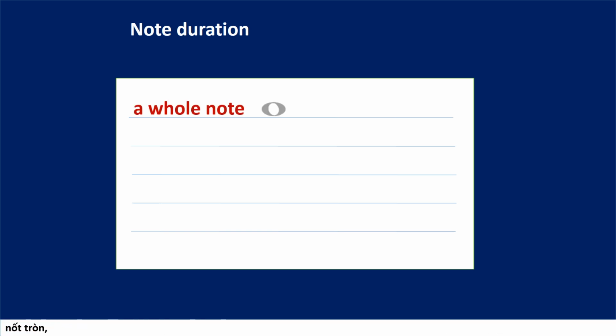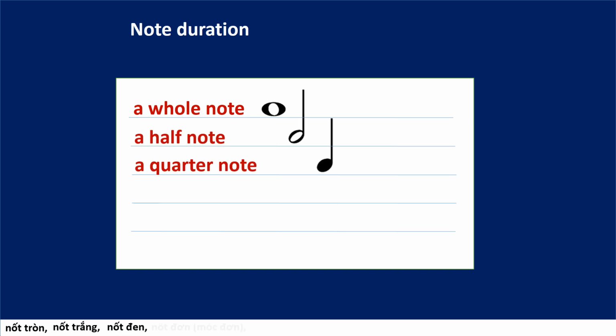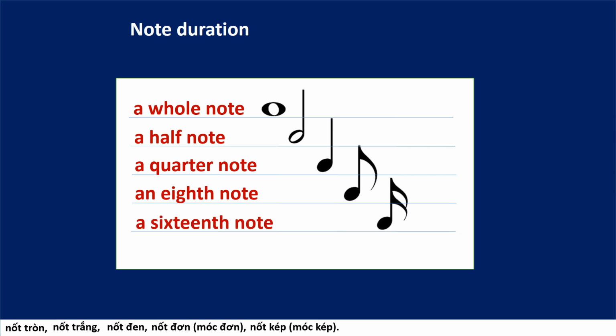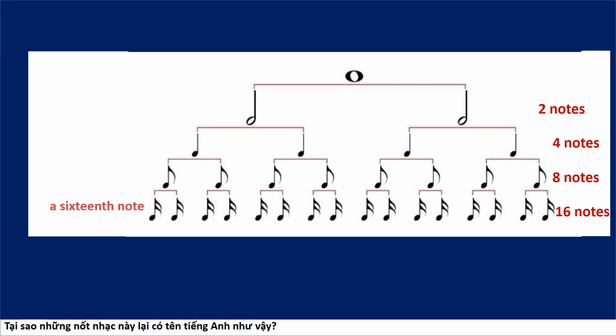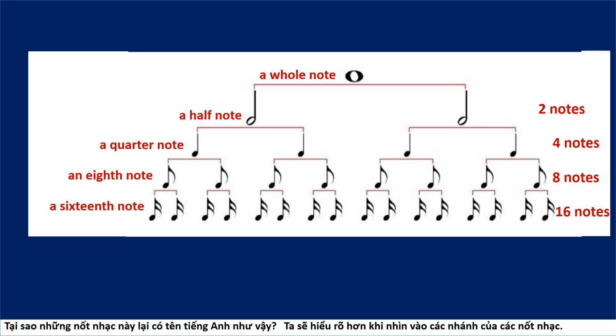Note duration. The length of time that a note plays. It depends on the type of note. Note types include a whole note, a half note, a quarter note, an eighth note, a 16th note. Why do these notes have such English names? We will understand better when looking at the branches of the notes.